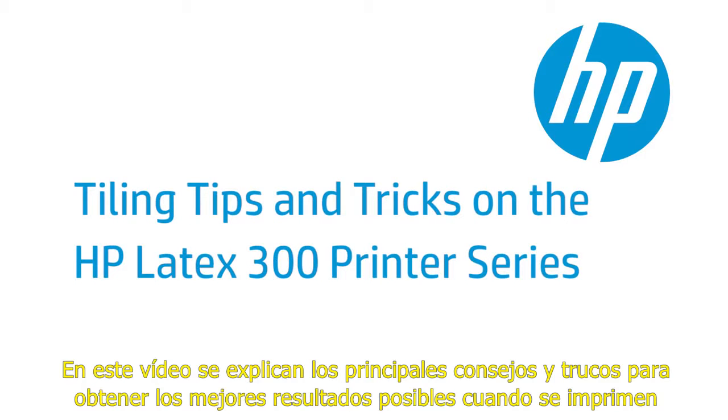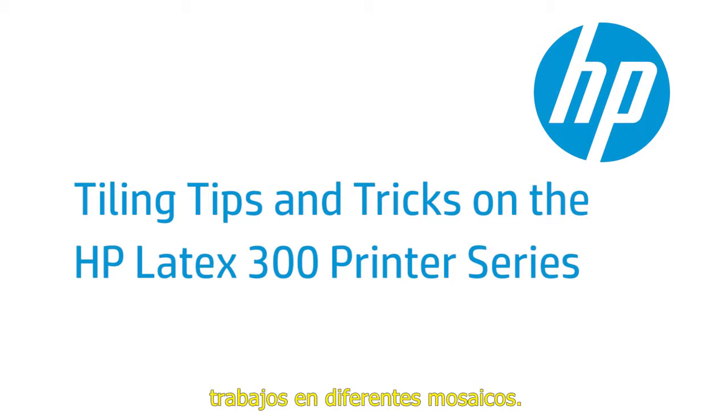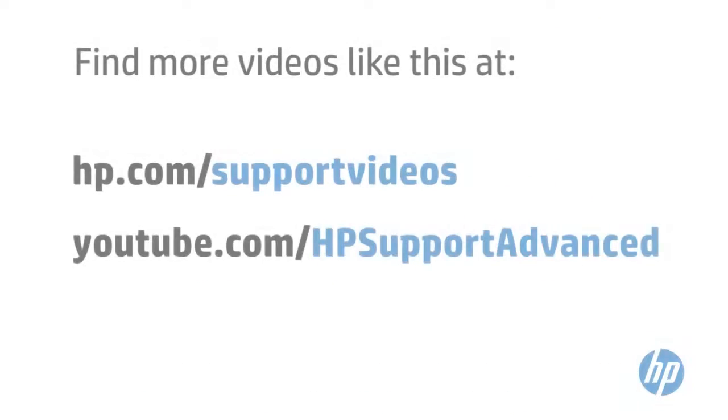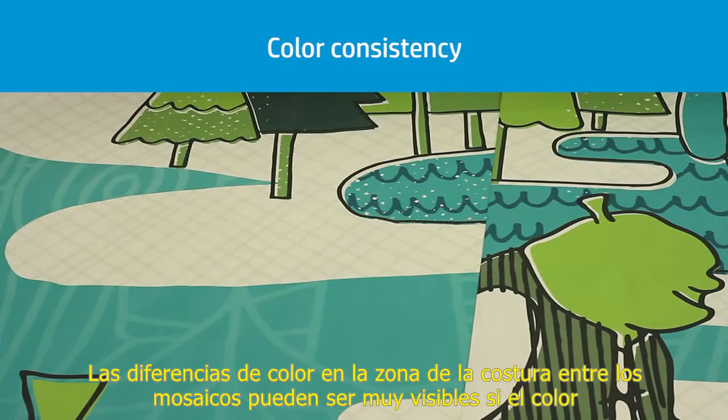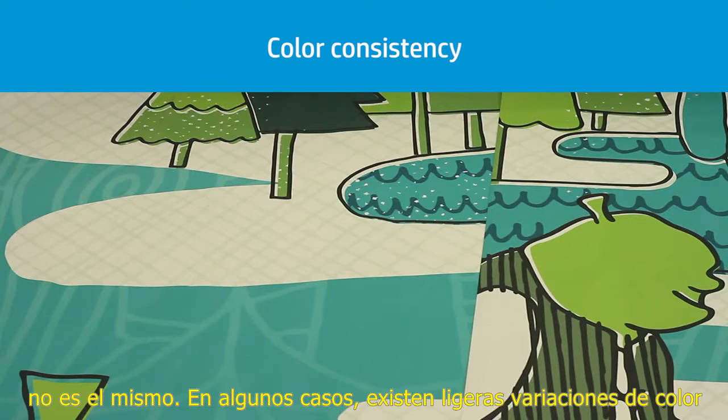This video explains the main tips and tricks to obtain the best possible results when printing jobs in different tiles. Colour differences in the stitching area between tiles can be very visible if the colour is not the same.